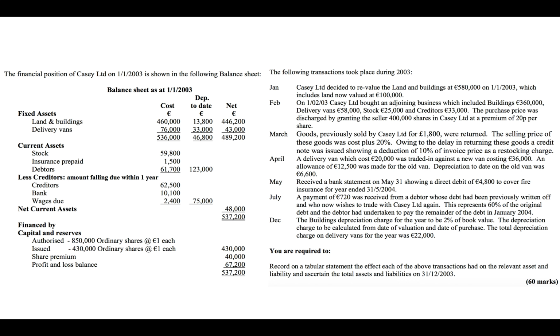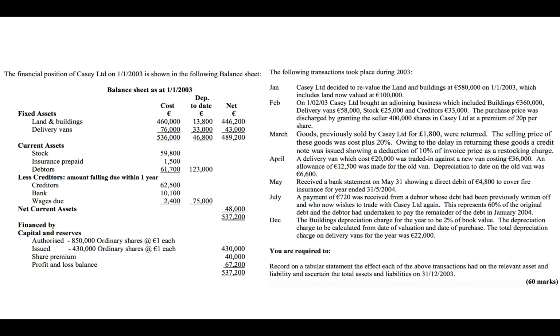In March, goods previously sold by Casey Limited for €1,800, that should say, were returned. The selling price of these goods was cost plus 20%. Owing to the delay in returning these goods, a credit note was issued showing a deduction of 10% of invoice price as a restocking charge. In April, a delivery van which cost €20,000 was traded in against a new van costing €36,000. An allowance of €12,500 was made for the old van. Depreciation to date on the old van was €6,600.